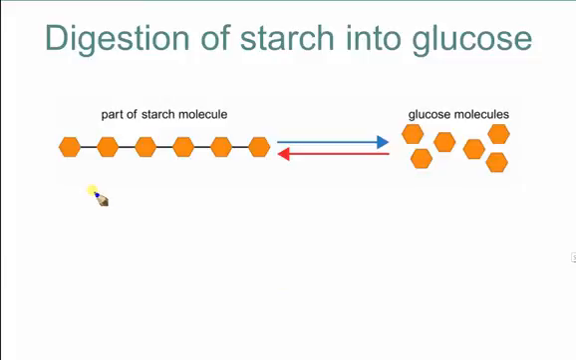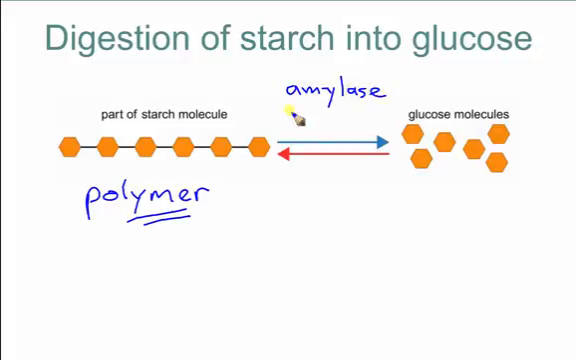Now, starch is known as a polymer. Polymers are very long molecules, so this is only part of a starch molecule. This molecule would be stretching on and on and on. Very long polymer. The enzyme amylase has an active site which perfectly fits this particular substrate. So here's the enzyme fitting in to this substrate.